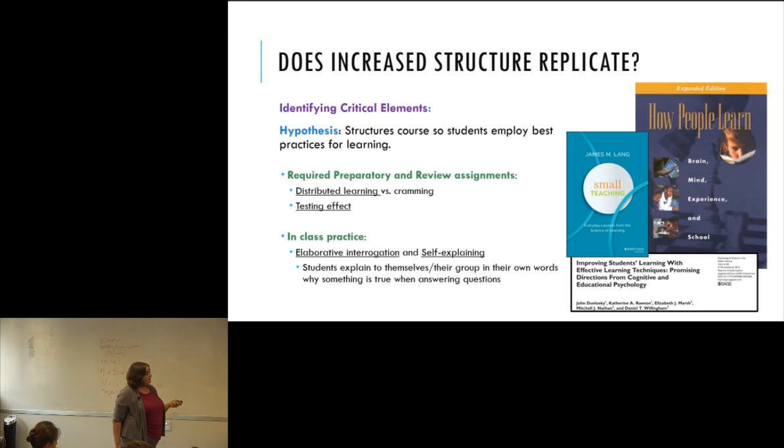So these were some of the ideas we had, and with this, we could think about what the critical elements are. So are the reading quizzes really important, or could you drop those? Are the practice exams really important, or could you drop those? Because no one who adopts a practice does it exactly the same as the original person. So identifying your theoretical framework for why it works, and then identifying your critical elements, helps you know what can be dropped and what needs to stay.